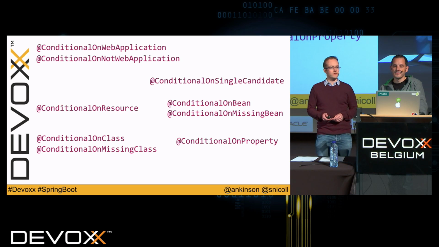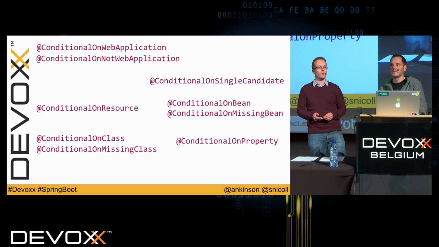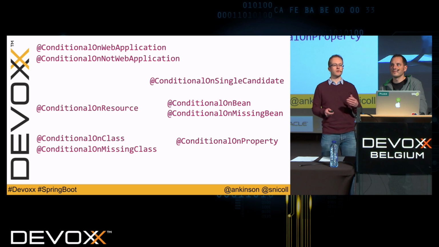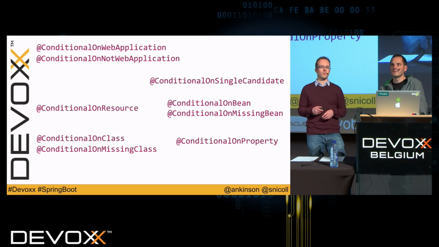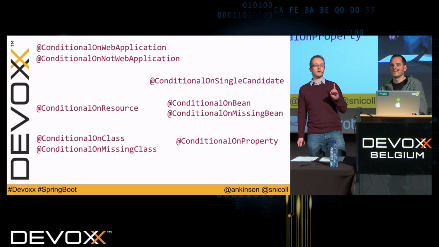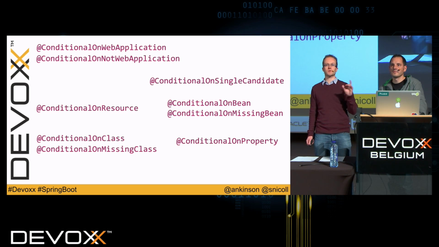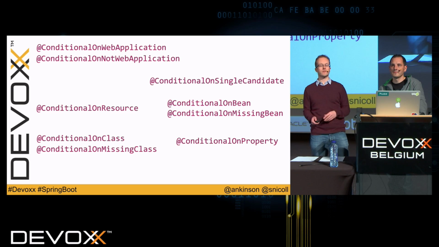And then we have conditional on single candidate, which is very similar to conditional on bean. Conditional on bean is basically if there's one or more of this type of bean, then switch it on. Conditional on single candidate is saying there has to be exactly one. And that can either just be because there's a single bean, or there are multiple beans, but one of them is annotated with Spring Framework's primary annotation, which indicates that it takes precedence over any other beans of the same type.